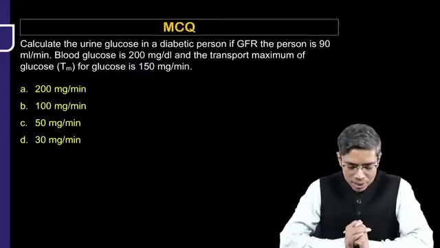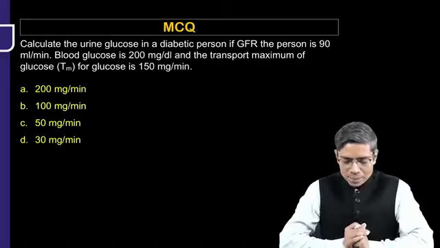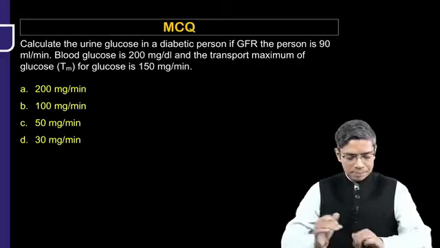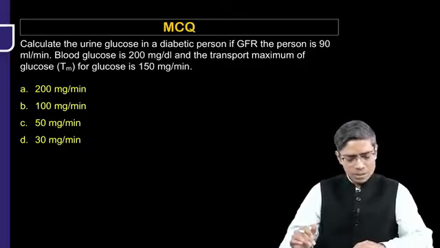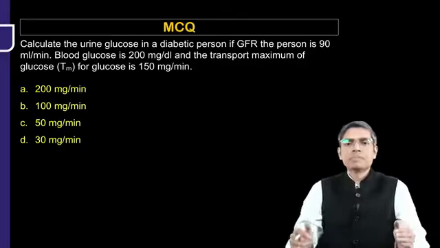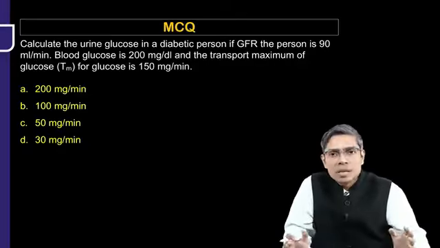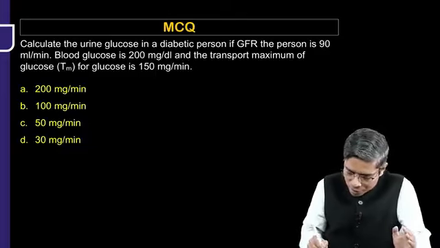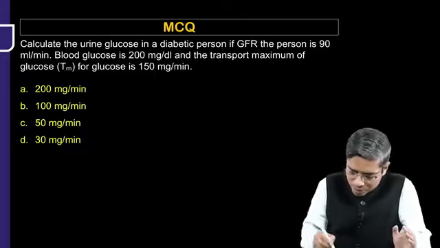Next is calculating the urine glucose in a diabetic person. The GFR is given and blood glucose is given. So this is a question where you have to calculate the tubular functions. So try to answer the question, or try to understand the topic, like this.